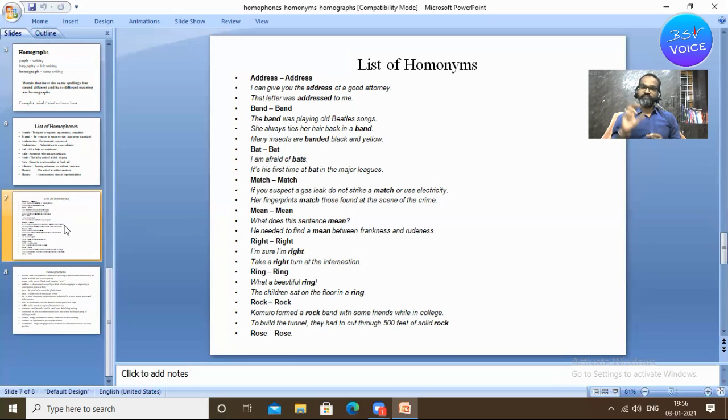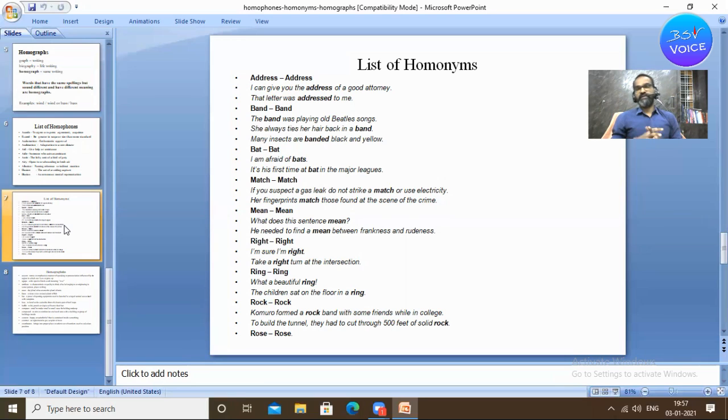And ring and ring, both are the same. What a beautiful ring. It may be golden or silver or copper, whatever it is, a ring of anything, like your circus ring. The children sat on the floor in a ring. So it is in a ring, round. Here the shape is a circle. So ring is one and circle is one.